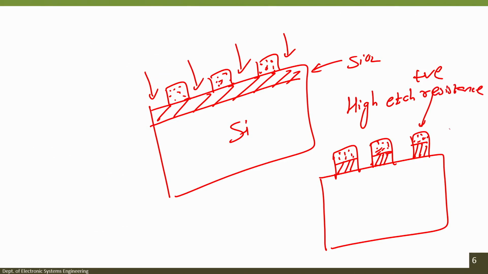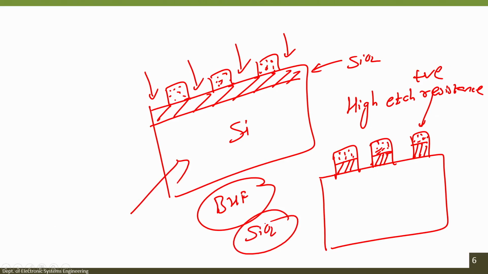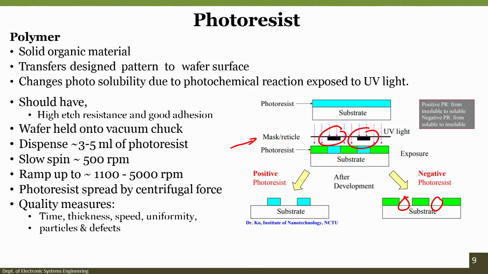What does that mean? That this photoresist should not get etched in BHF when I am dipping the wafer in BHF, which is meant to etch silicon dioxide, and the photoresist should not get affected. That is your high etch resistance. So, when you discuss the photoresist and high etch resistance, that is what it means. You can see here high etch resistance and good adhesion.